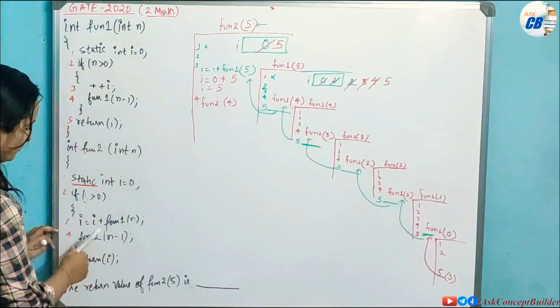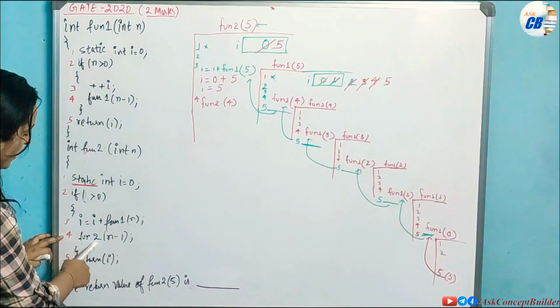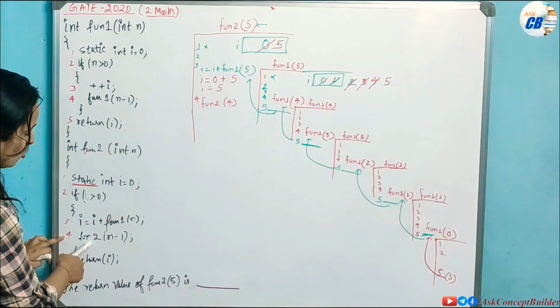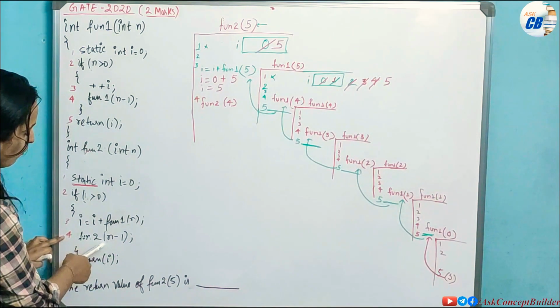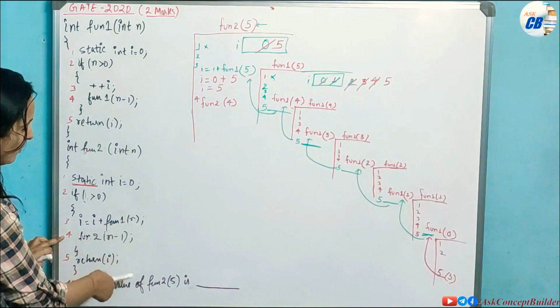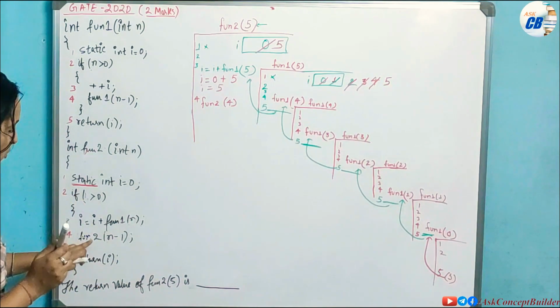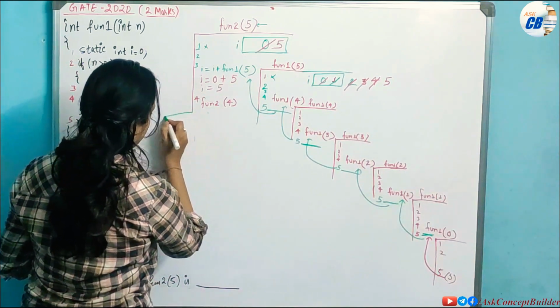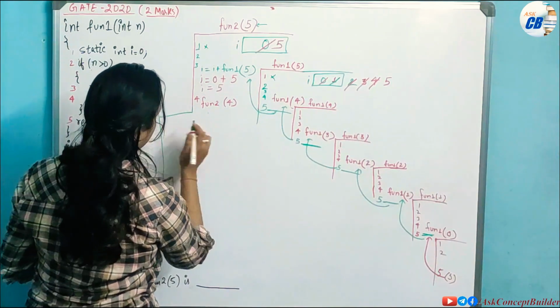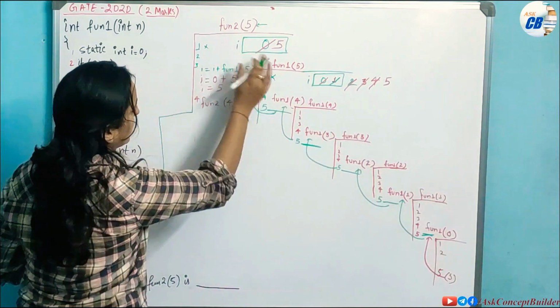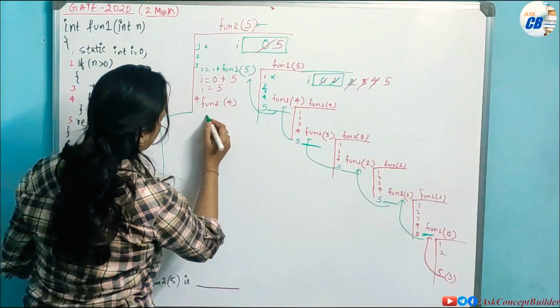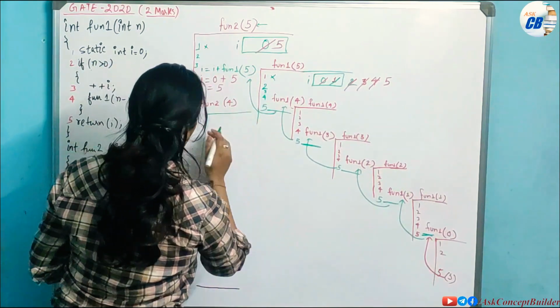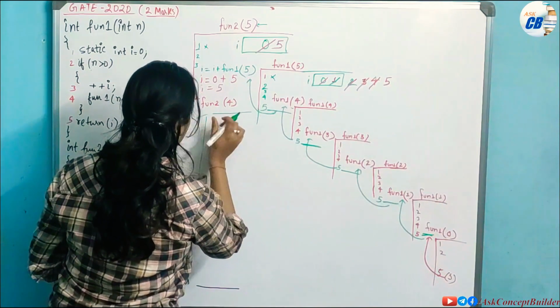Okay, now see, the fourth statement is executed. Now in the fourth statement only, it has called fun2 4. Now we will first execute this statement. When it is completed, then only it will return back here. Okay, now see, fun2 4 we have to call. Now see here, again the same process we have to follow for this also.